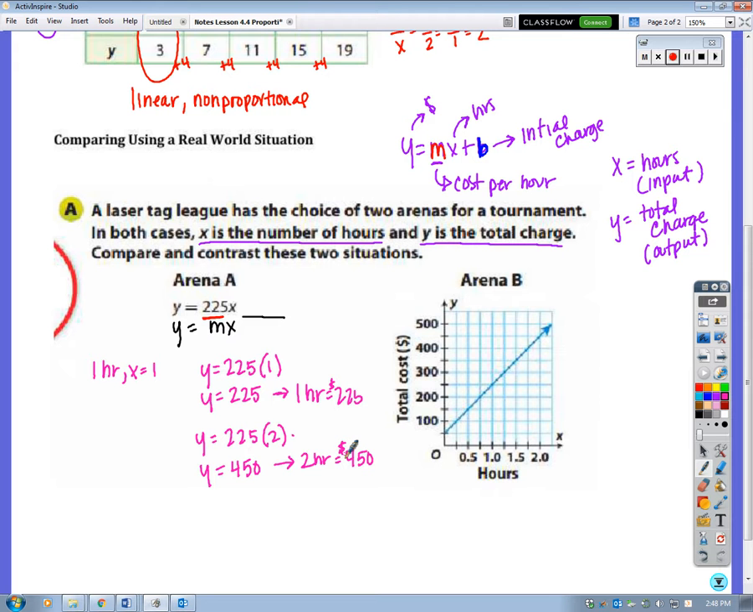And then let's go ahead and check for 3 hours. So we're going to plug that 3-hour value in. y equals 225 per hour times 3 hours. So y equals 675. So for 3 hours, it's going to cost $675. Okay, so we've got 3 comparisons there. We've got 1 hour, 225, 2 hours, 450, and 3 hours, 675.